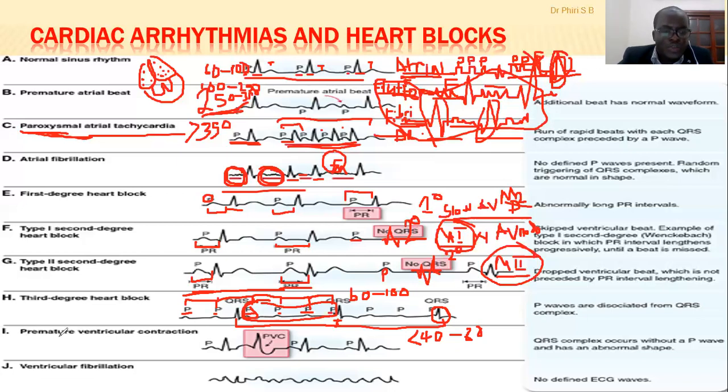Then you can have premature ventricular contraction. Premature ventricular contraction is whereby you have a P wave followed by a QRS complex. But again, the ventricles have pacemaker activity of their own that produces an action potential that will bring about abnormal contraction of the ventricle. So this contraction of the ventricle is before repolarization is complete.